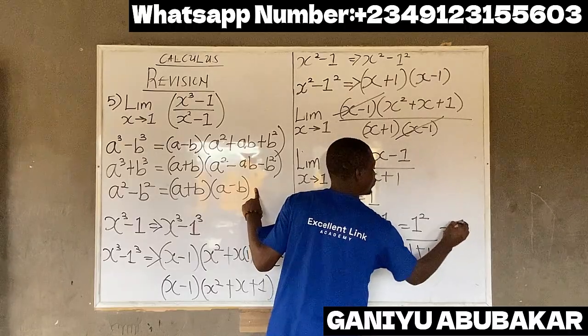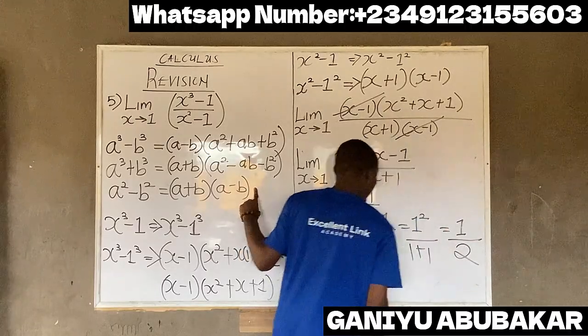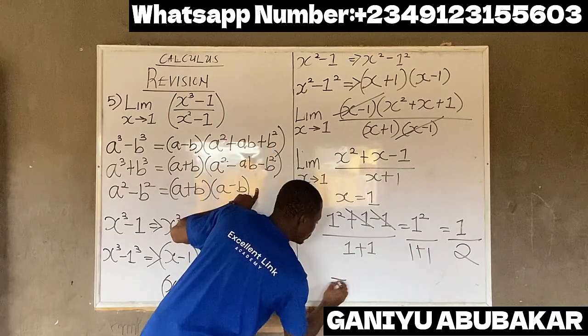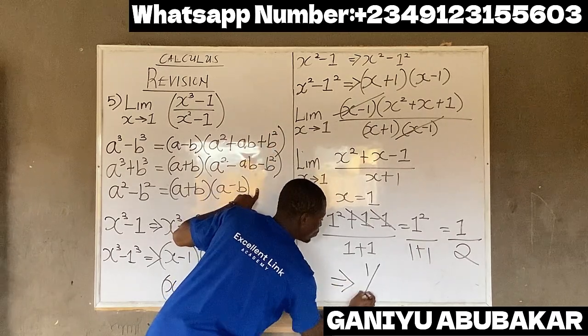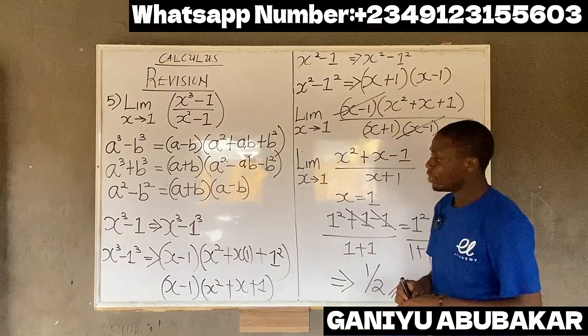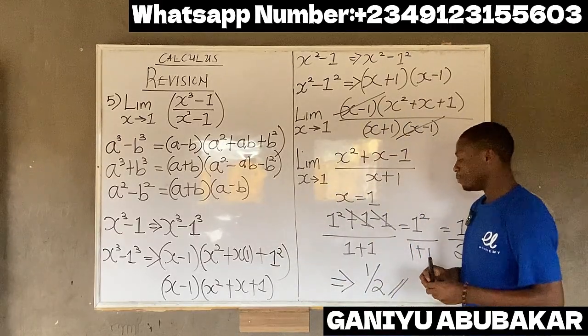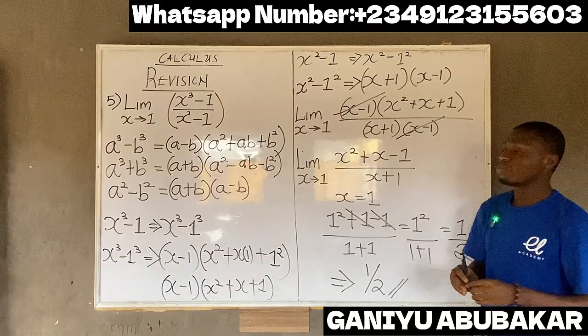1 squared gives you 1. 1 plus 1 gives you 2. It means that my final answer becomes 1 over 2. That is how to solve problems of this nature, as you can see on the board. So that is how to solve such problems.